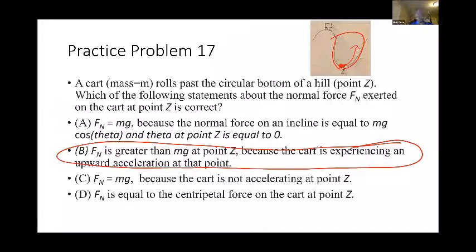Again, that's at least the second time we've seen that in this problem set. So probably going to see a question like that on the AP exam. It's easy. Just know at the bottom of a loop that the normal force is going to be greater than mg. And at the top of the loop, mg is greater than the normal force.